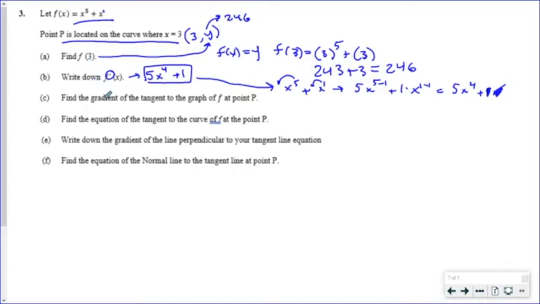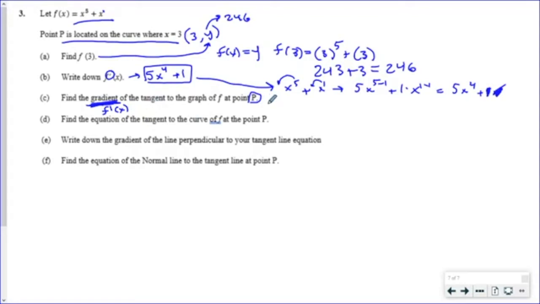Now here's the part y'all get confused about. Find the gradient of the tangent line. The gradient, this means derivative. So when I'm looking for the gradient, we're always going back to the derivative. If you see this word gradient, think derivative. So it says find the gradient of the tangent to the graph of f, because this is the derivative of f, that's what this means, at point P. So at point P, we need our x value. That's what's going to give us the gradient.